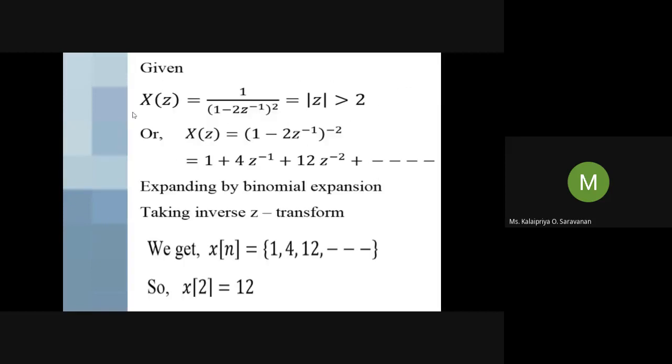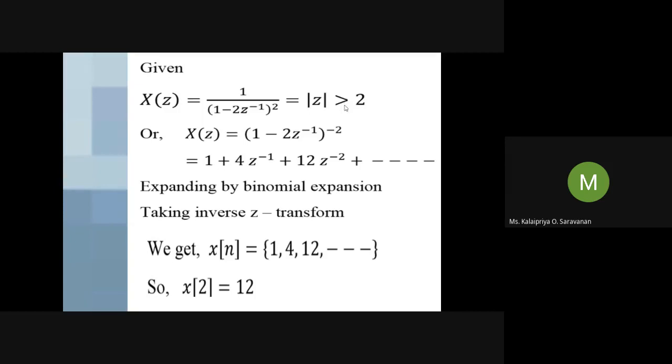So for this, we have X of z as 1 by (1 minus 2 z inverse) whole squared and ROC modulus of z greater than 2. What we will do is expand this by binomial expansion and we get 1 plus 4 z inverse plus 12 z power minus 2. In general, what is the z transform? X of z is equal to summation n equals minus infinity to plus infinity x of n z power minus n, where you substitute values from minus infinity to plus infinity.